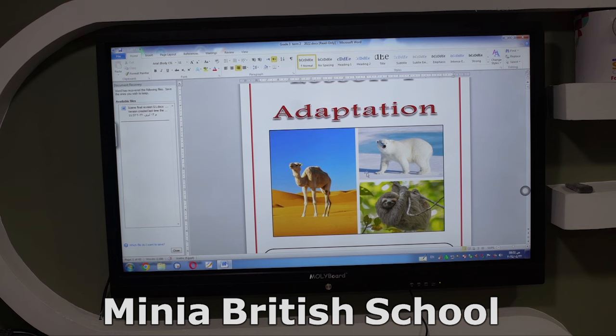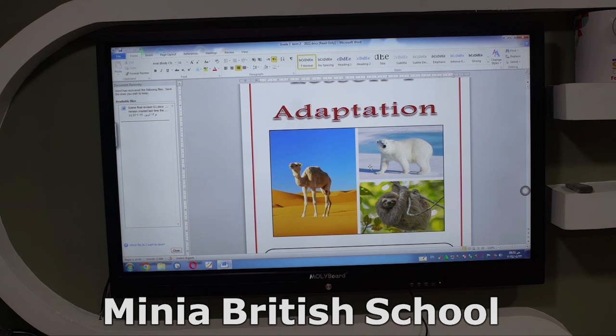You know that we have studied in this term 4 topics. The first one was talking about adaptation. Lesson number 2 was talking about the respiratory system. Lesson number 3 was talking about light sources. And finally, lesson number 4 was talking about force and motion.